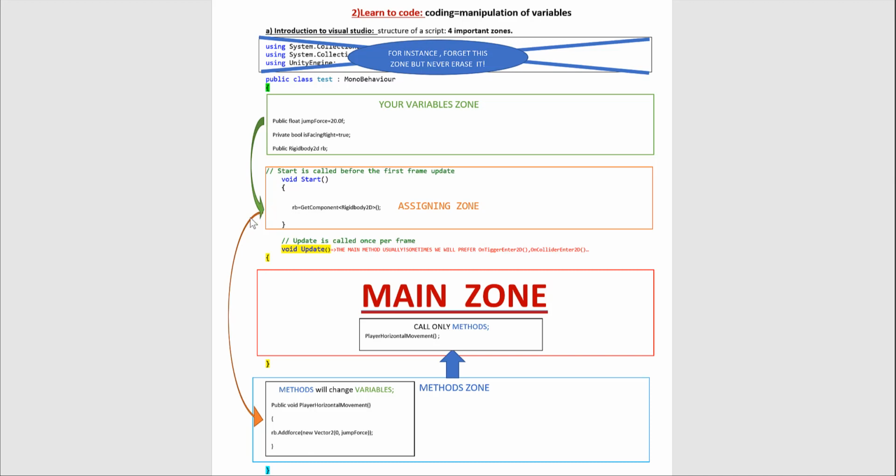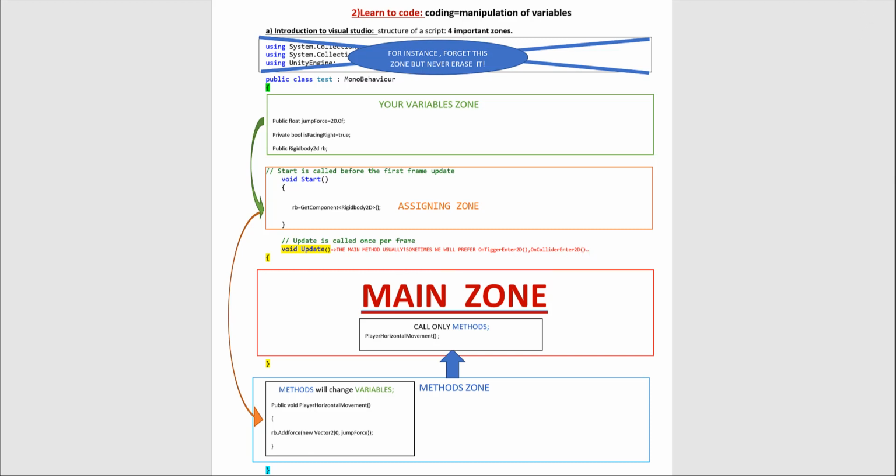The third step is that you use this variable after creating a method. For example, here I'm creating the method PlayerHorizontalMovement, and I'm using inside this method the RB variable. And finally, you have to call this method inside the Update method, or OnTriggerEnter2D method, or OnColliderEnter method, and so on.